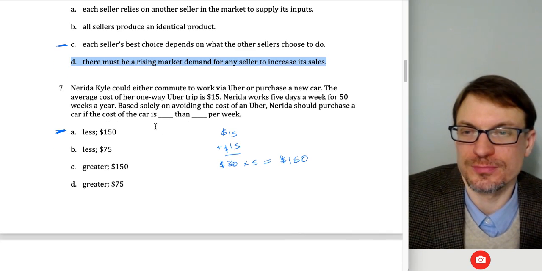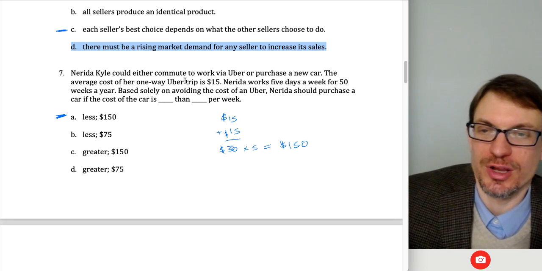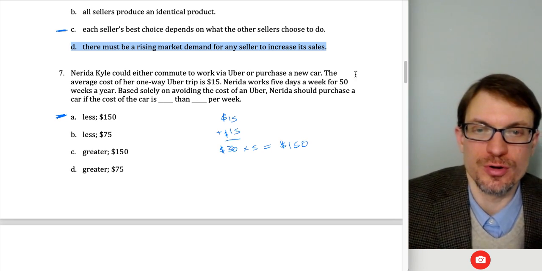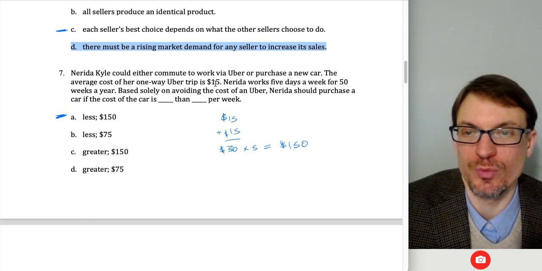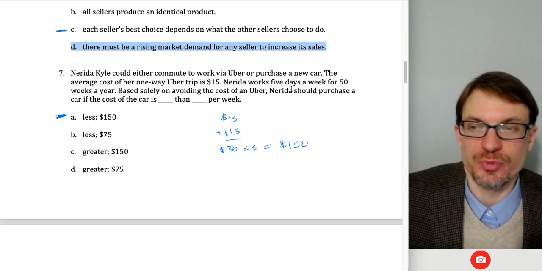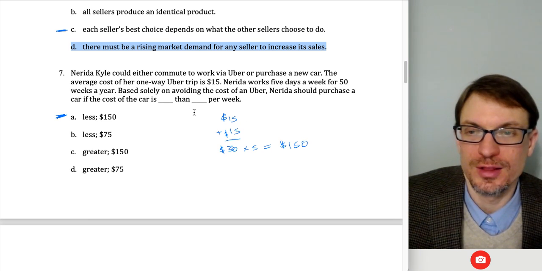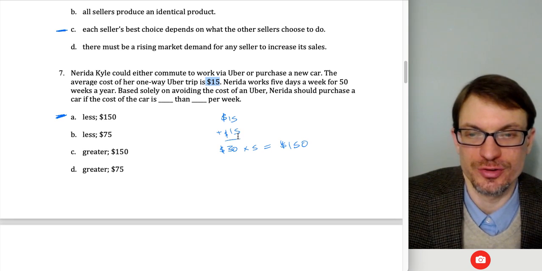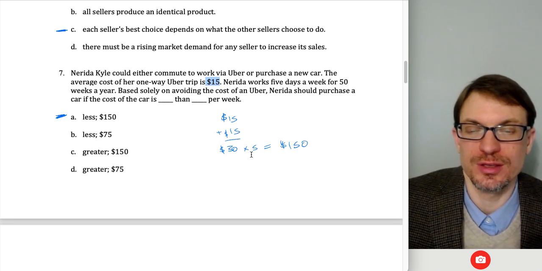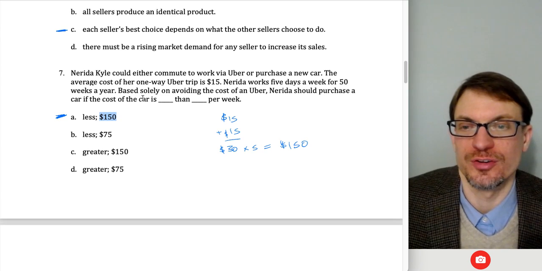All right, so we have our commuter who could choose either to Uber or to purchase a new car. Their average cost one way is $15. So 5 days a week for 50 weeks a year, based solely on the cost of the Uber, what should they do? Well, let's see. It's going to cost $15 one way, so $30 there and back. 5 days a week is $150 per week. Oh, so they should purchase the car if the cost of the car is less than $150 per week.